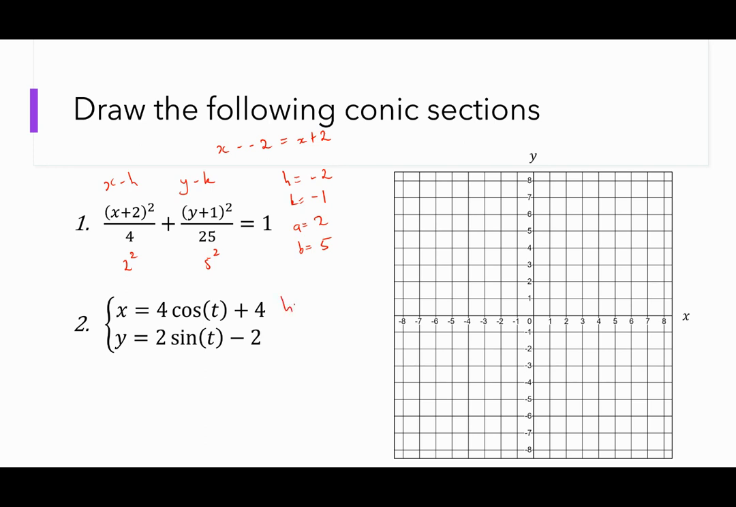For the second one, h and k are just going to be 4 and minus 2 from here and here, and a and b are going to be 4 and 2 from here and here.